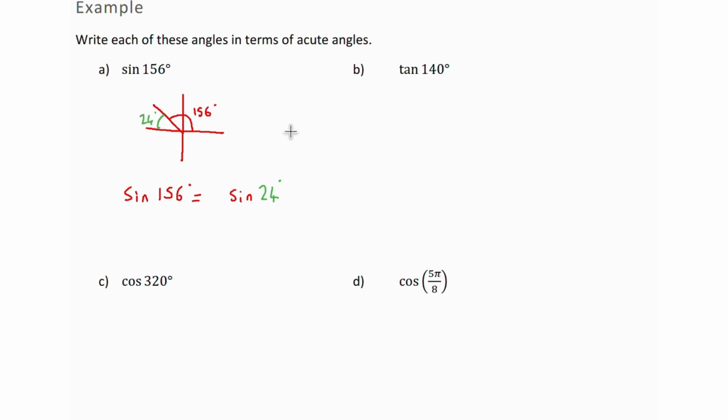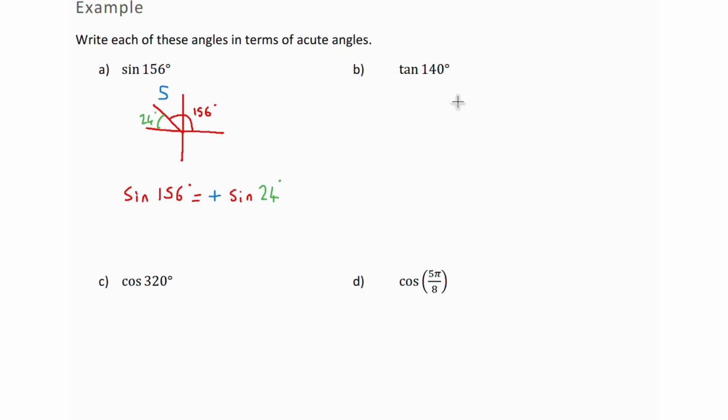or negative. Because we are in quadrant 2, we are in the sine quadrant. Sine is positive in this quadrant, so this is positive. So sine 156 degrees is the same as sine of 24 degrees. If you type those both into your calculator, you will see you get the same answer for both of them.